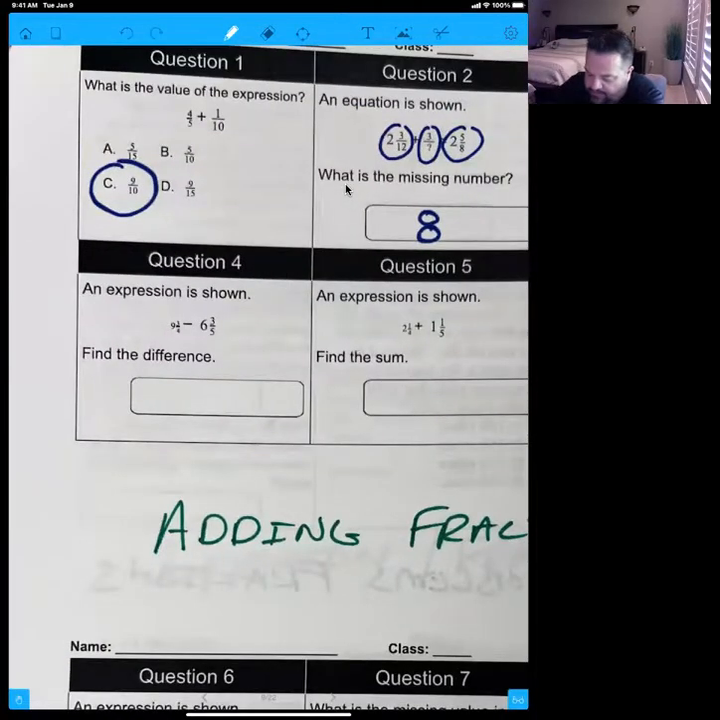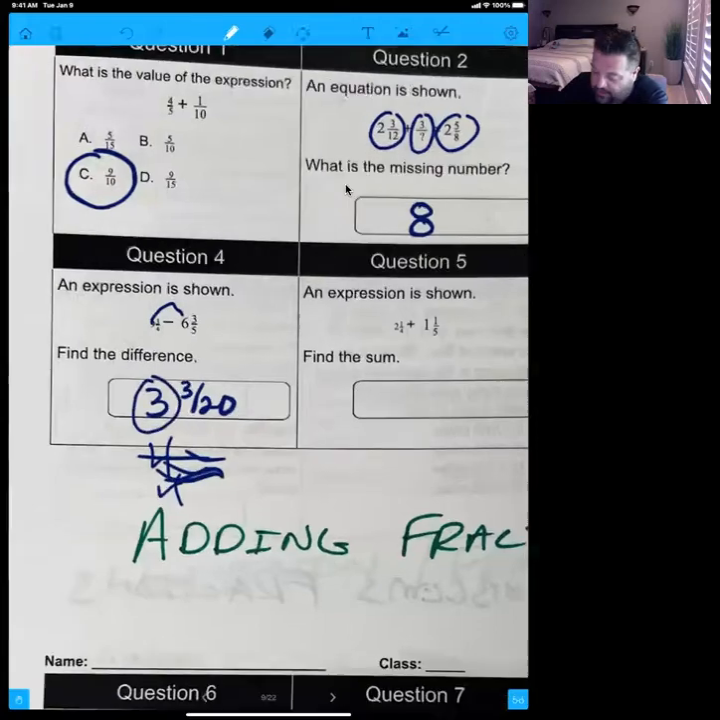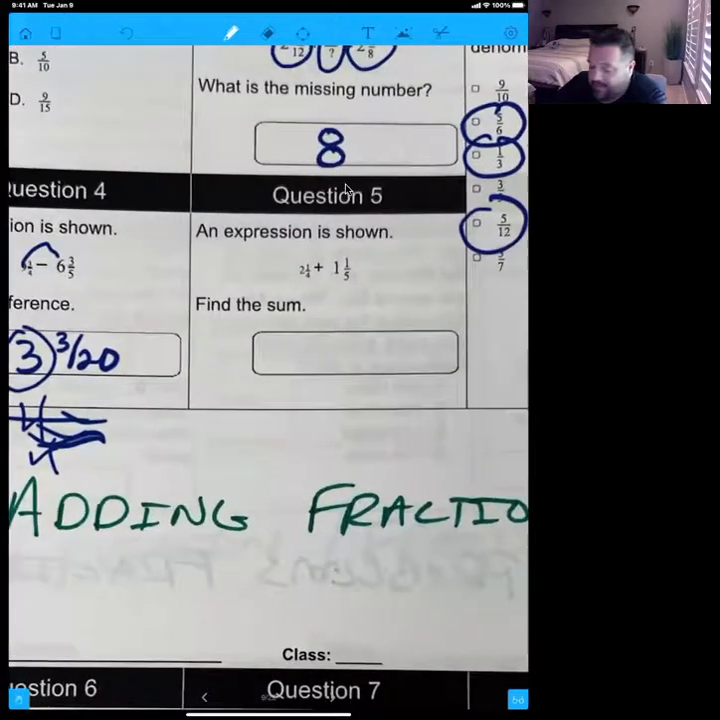You should have gotten 3 and 3/20. Number 4 is another one where if you do a quick estimate and you see 9 minus 6 is 3, I guarantee 2 of the choices, they're going to have 4s in them. So you would cross those out, and then you're down to 2 choices. So even with the fractions, try to do a quick estimate. Go ahead and do number 5.